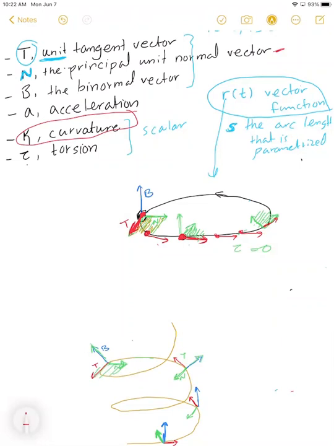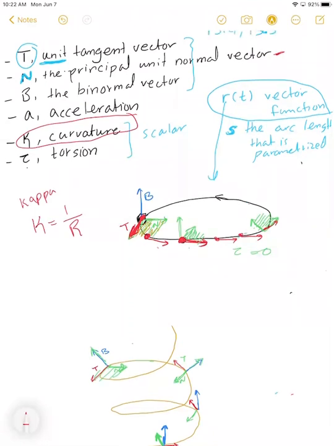And curvature also has a formula, and we use the letter kappa. This is called kappa, it looks like K. And kappa is equal to 1 over r for a given point. So if the curve that we have is a complete circle, because I wanted to draw a circle, it looks like an oval, but this is a circle, then the curvature for this one is just going to be constantly the same value.